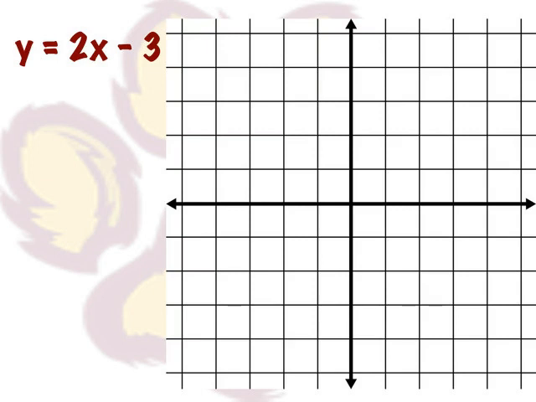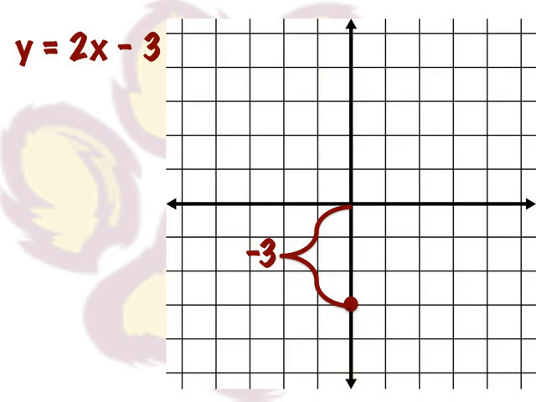The first thing we are going to do is take our y-intercept. As we said before, our y-intercept is negative 3. What that means is our line is going to cross the y-axis at negative 3. So we start at the origin, and we are going to count down 3 squares from there. When we count down 3, we're going to make a dot. That dot is our y-intercept.